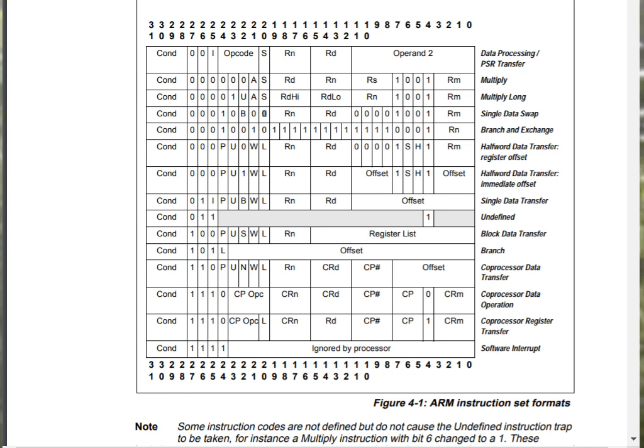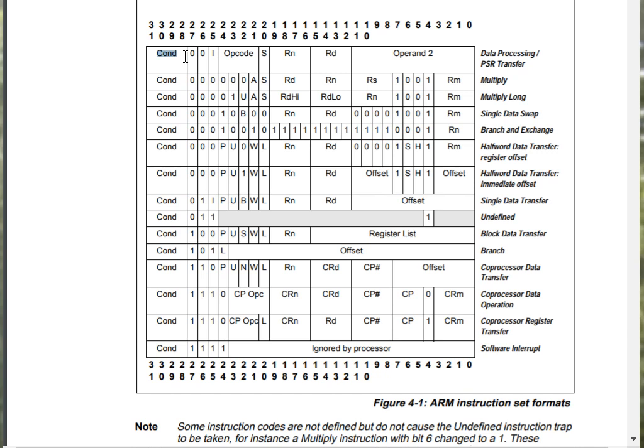Now, let's start by looking more closely at the data processing format right here on the first row. Instructions in this category include move, add, sub, move negative, RSB, and, or, CMP, and also 8 others that we haven't used yet. Like all the formats, it starts with a 4-bit cond field in the leftmost bits.